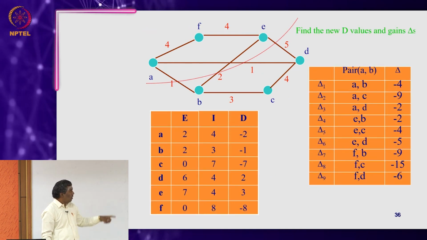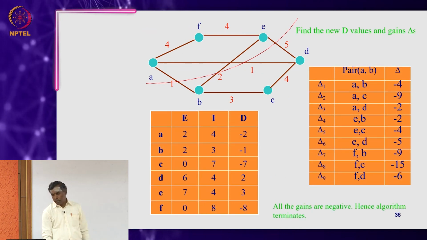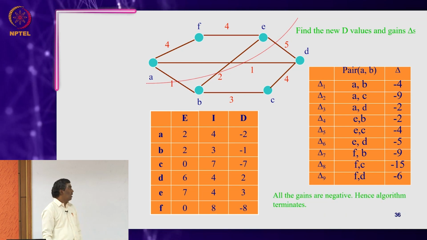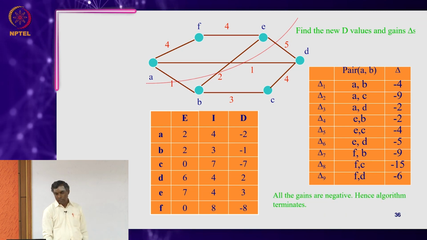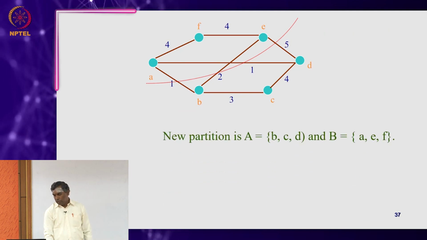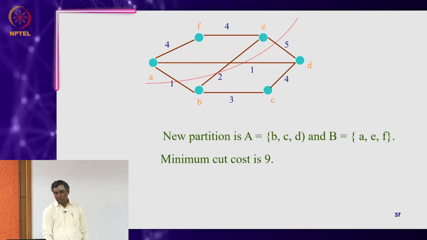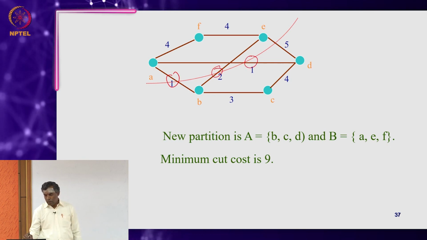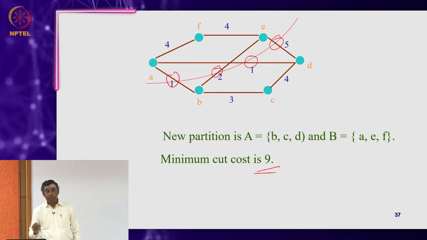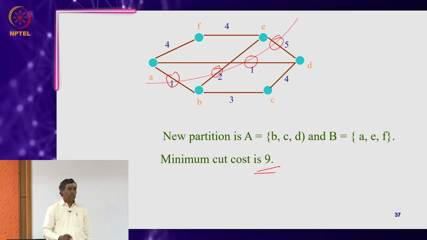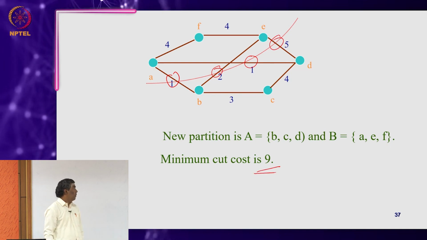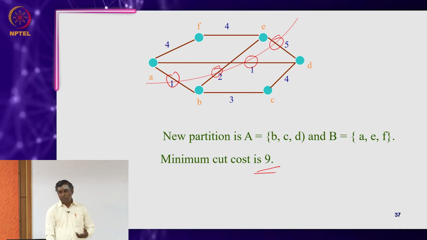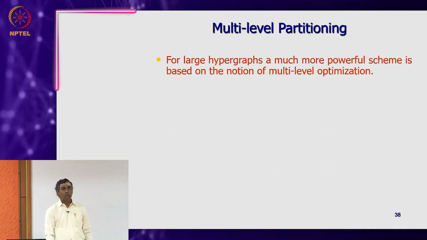See, here all the gain values are negative. So the sum is always negative, S is also negative, then you can stop the algorithm. This is the procedure. So this is the best partition. The minimum cost is 1, 2, 1 and 5, therefore it is 9. The cut cost is 9. Okay, this is the easy way. I am just giving an example. This is a two-way partition, but this can be enhanced into a multi-way partition.